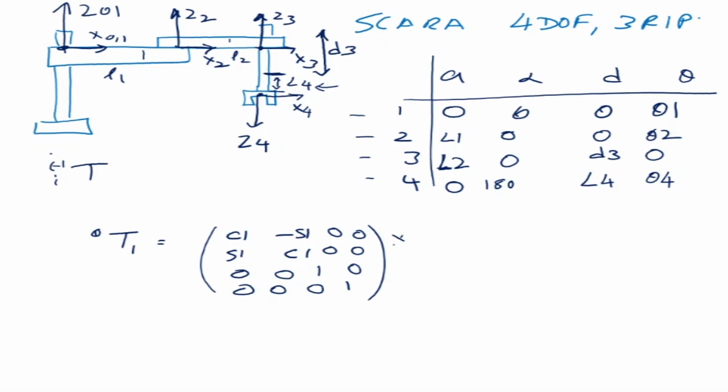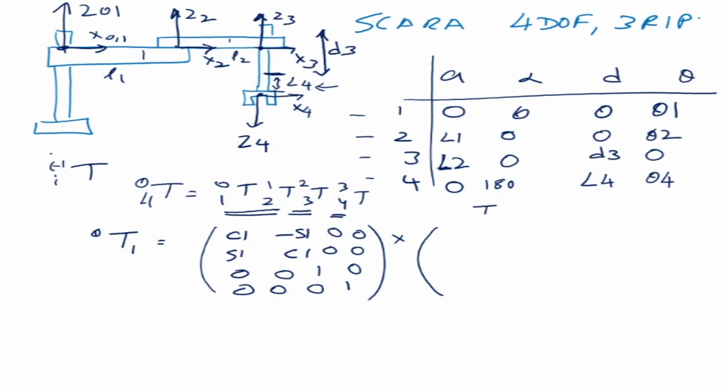Now I have to multiply this with the second transformation matrix. I'm trying to find T0 to 4, which is equal to T0 to 1, 1 to 2, 2 to 3, and 3 to 4. First I multiply these two, then that one, then that one. I'm writing it together so that the matrix multiplication becomes easier to follow.